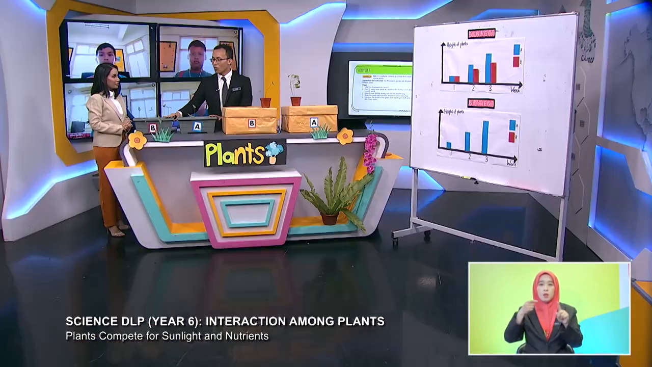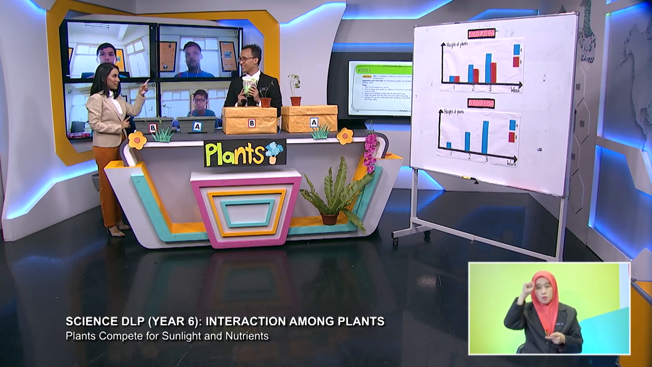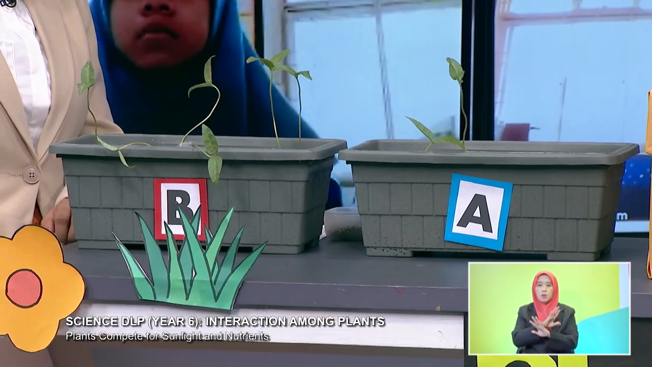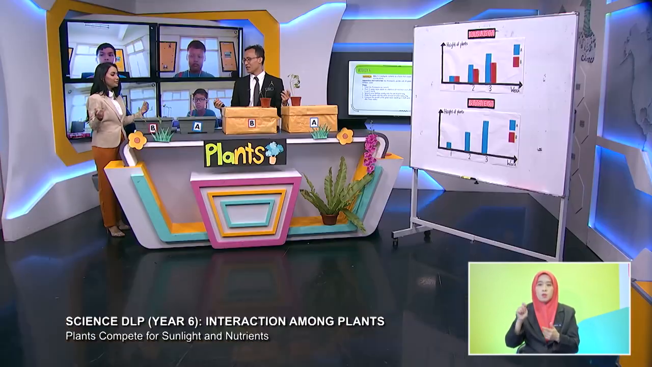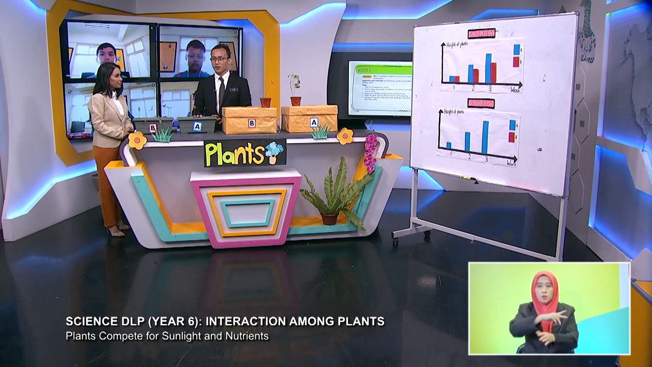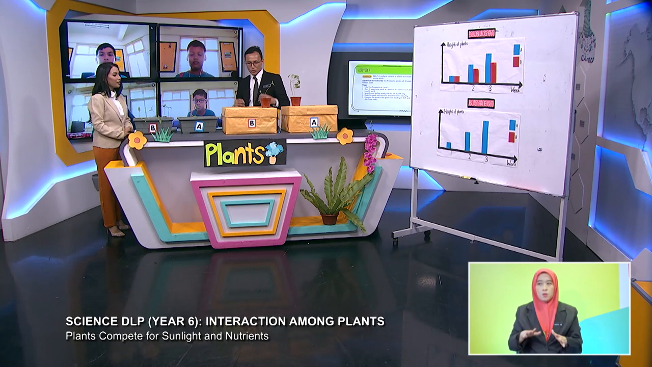The reason why? Why do you think it is so? Because I have added something special. What is it? Fertilizer. Yes, the nutrients. So pot B doesn't need to compete for nutrients. They will just absorb everything, because there are so many nutrients in there. But as for the ones in pot A, they have to compete for it.